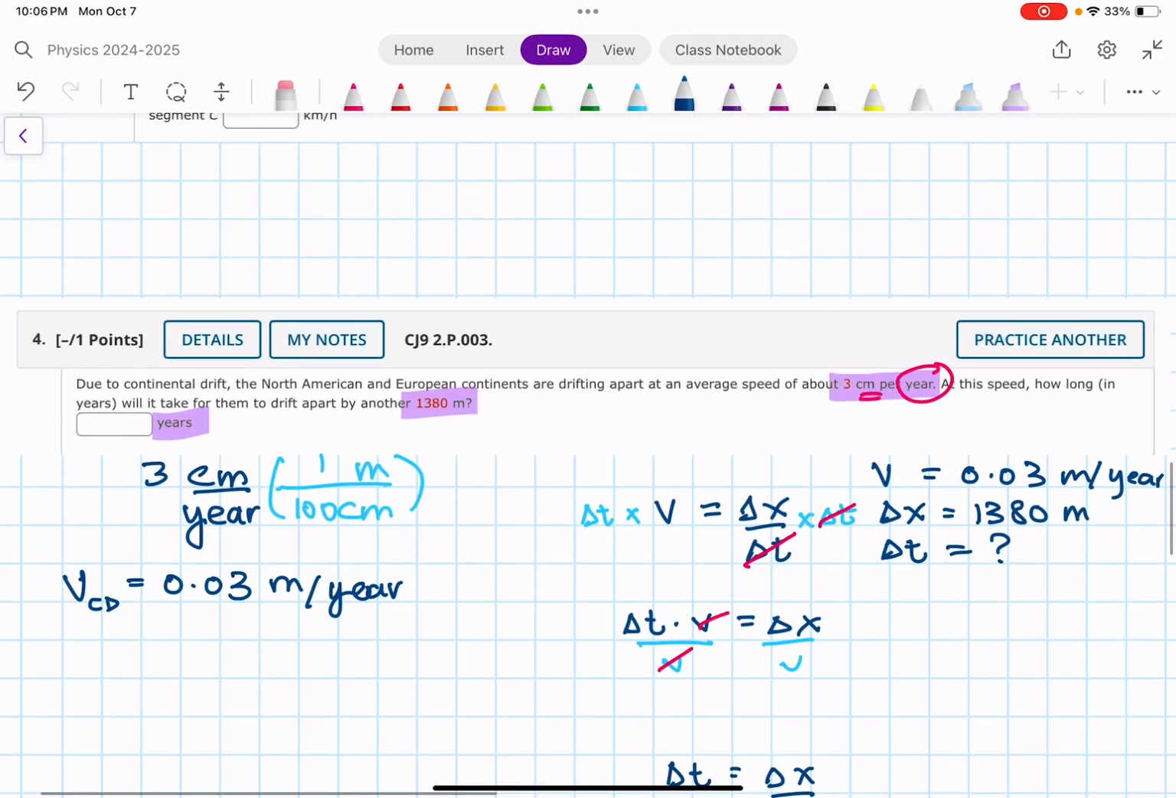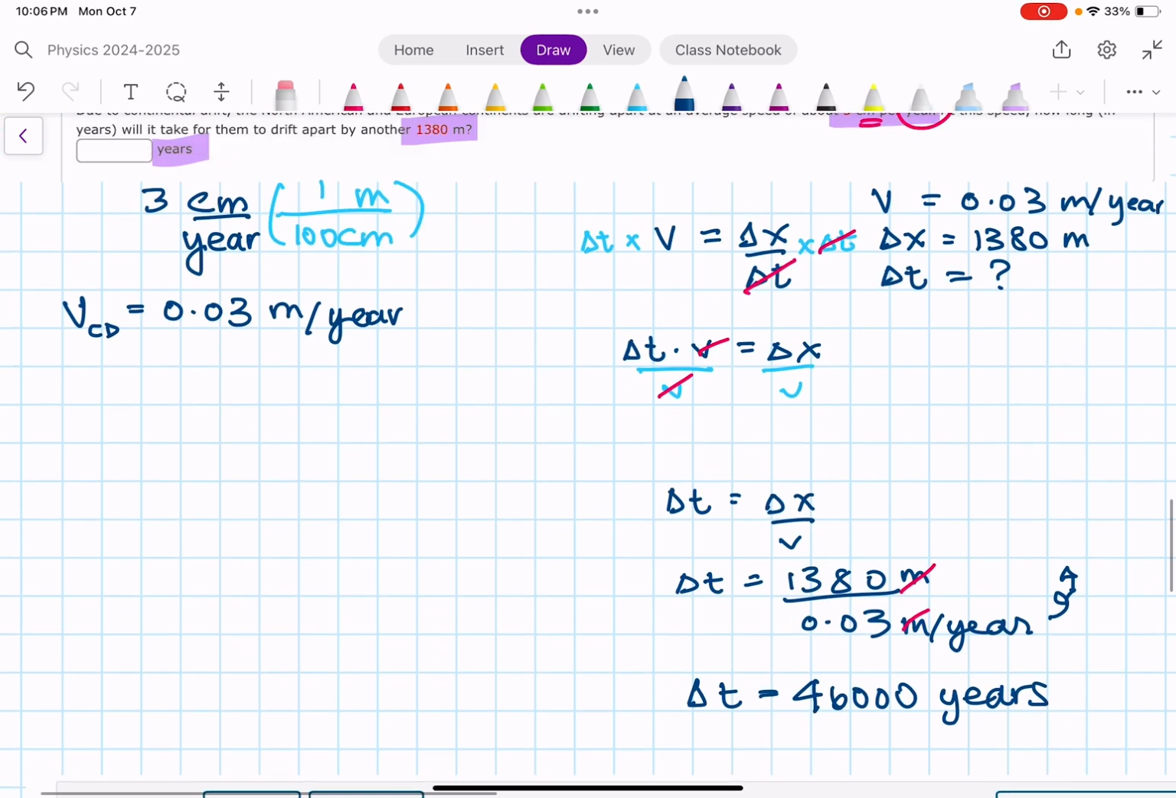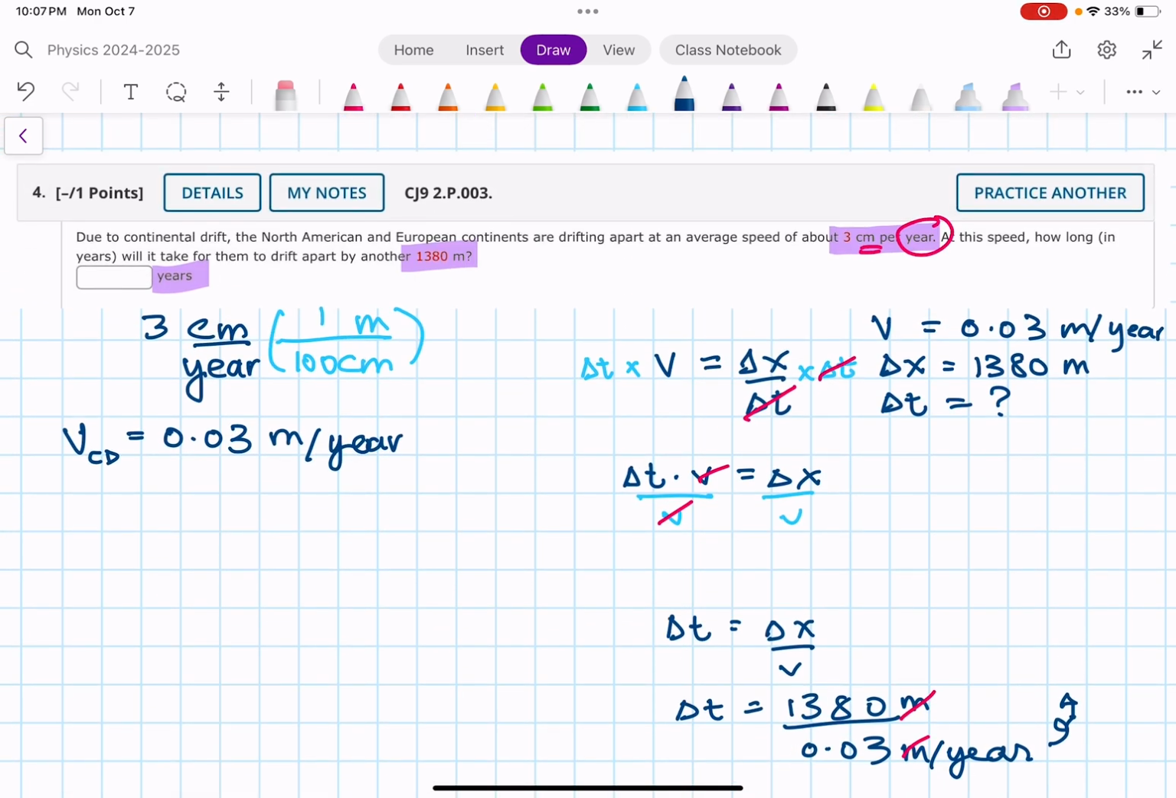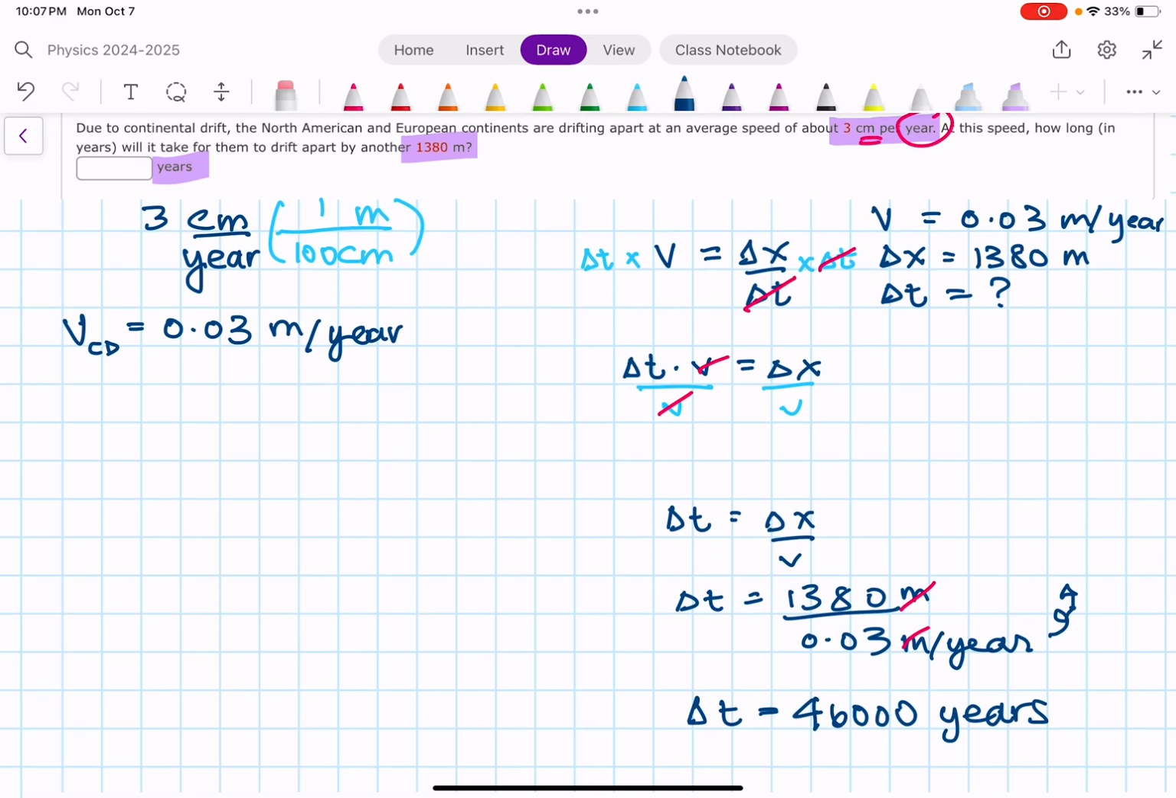Did I do the wrong numbers? No, I think I did it okay. 1380. Again, you probably have different numbers than I do. Anything in red, your numbers are different. It's the same method, it's just different numbers. Okay?